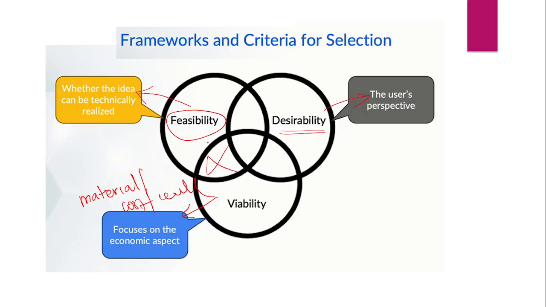So that's why we say feasibility and viability, desirability and viability, and feasibility and desirability. Desirability deals with the users, feasibility deals with whether the idea is able to be converted into the proper technical form, and viability, after conversion, you have to check with the economic aspects also.